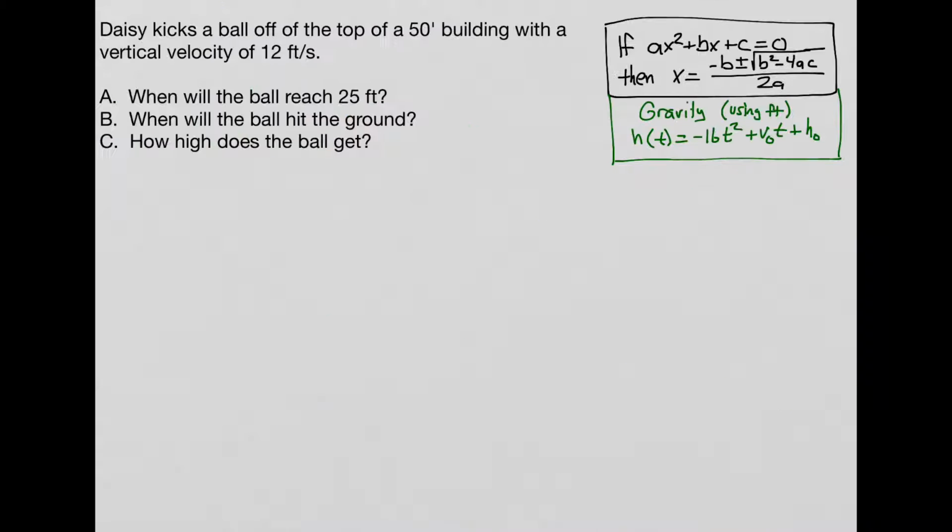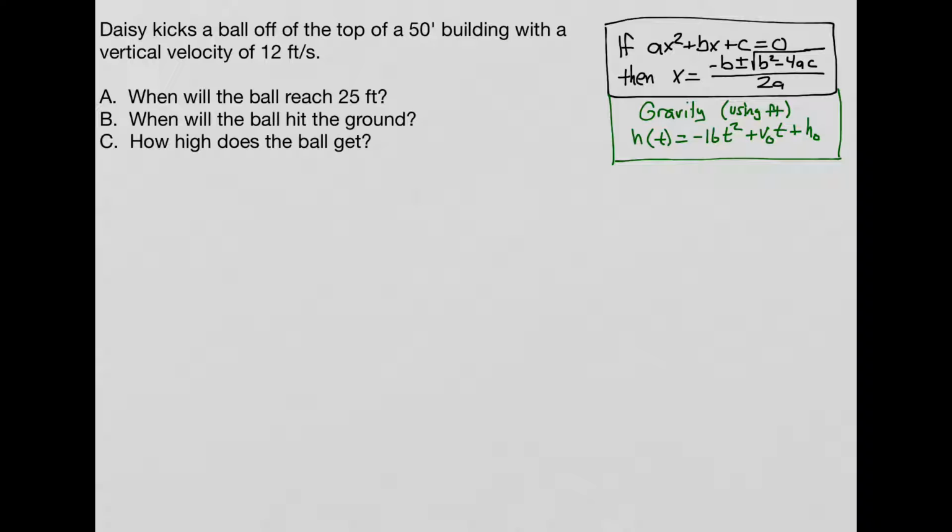Let's finish off with a story problem. This one's also dealing with the gravity equation. So we have Daisy up on top of a 50-foot building. She kicks a ball off the top of the building. She kicks it with a vertical velocity of 12 feet per second. And we want to know, when is the ball going to get down to 25 feet? When is it going to hit the ground? And how high does the ball get?